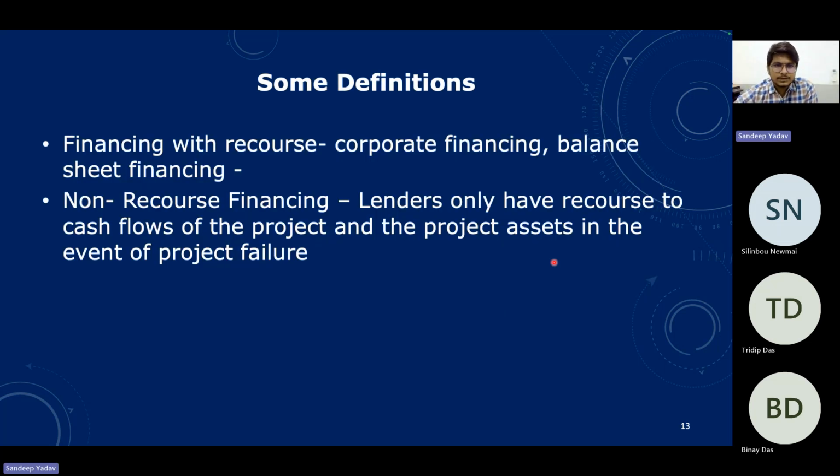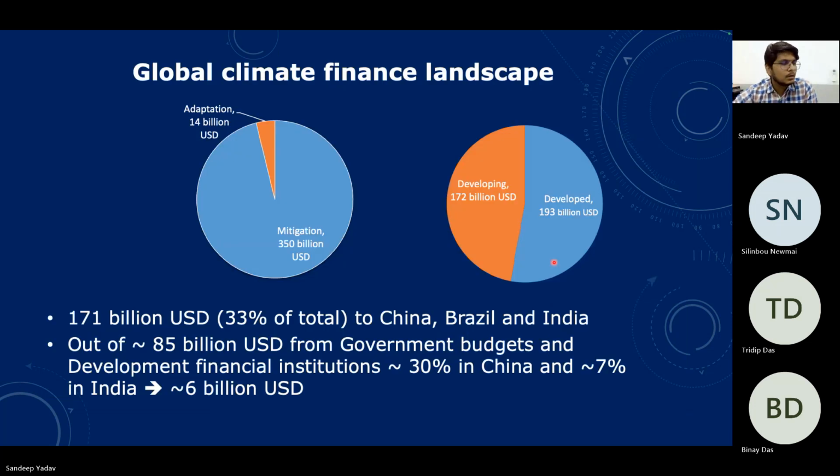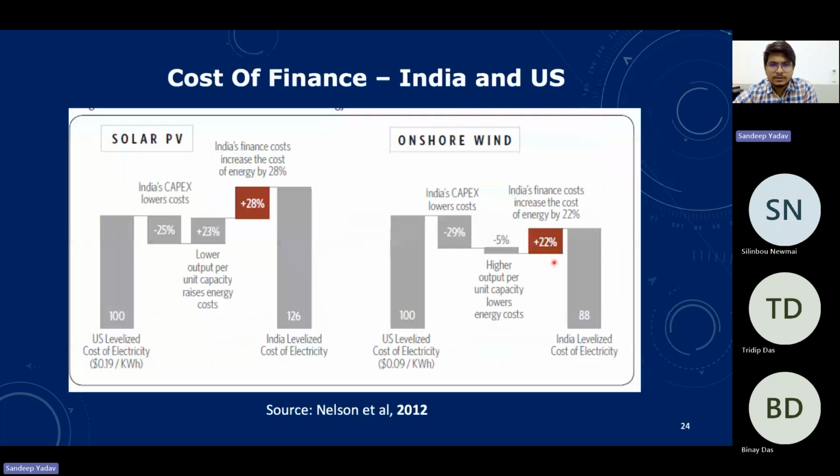So these are the definitions, and these are the details explained by the sir about what green finance is. There are two types, public and private funds. Public funds are majorly for the carbon related market, and private funds are for investment purposes, crop protection, all these things. Now moving ahead, the global climate finance landscape is all covered, so I will not go through this. We'll just move ahead.